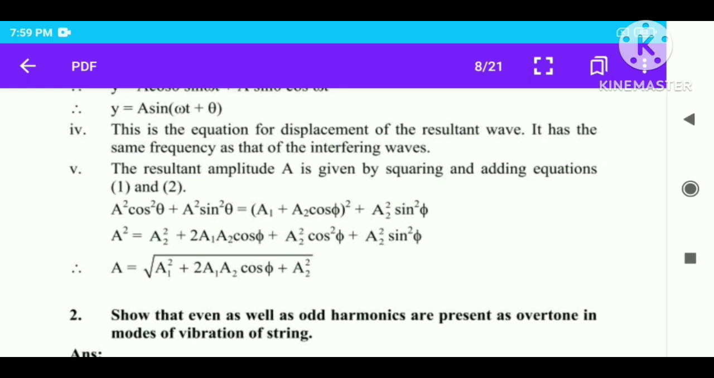A square cos square theta plus A square sin square theta is equal to into bracket a1 plus a2 cos phi in whole square plus a2 square sin square phi. A square is equal to a1 square plus 2 a1 a2 cos phi plus a2 square cos square phi plus a2 square sin square phi. Therefore, A is equal to under root a1 square plus 2 a1 a2 cos phi plus a2 square.